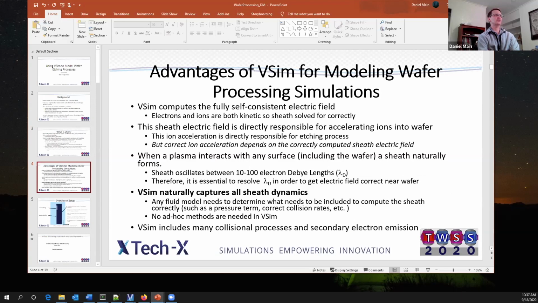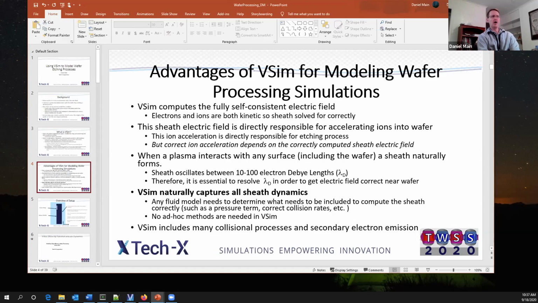Now the second bullet point here is a big one. This sheath electric field is directly responsible for accelerating the ions into the wafer. What we care about for this problem are the ions, but the electrons play a very important role in figuring out the electric field, and in particular, getting the sheath dynamics correct. When a plasma interacts with any surface, including the wafer, a sheath naturally forms, and we'll see in a movie in a few minutes that this sheath oscillates between about 10 to about 100 Debye lengths, depending on where you are in the RF cycle.